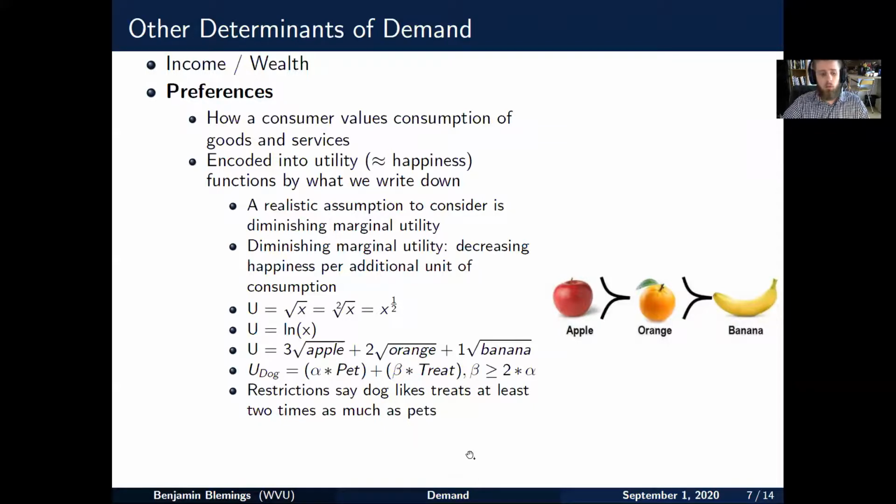Preferences are also in the demand curve. This is what we're doing more specifically in Unit 2, but to give you a high-level view, this is how a consumer values consumption of goods and services. It's encoded into a utility, or approximately a happiness function, by how we write utility as a function of consumption. A realistic assumption that would be desirable to appear in our utility functions is diminishing marginal utility. Diminishing marginal utility means that there's decreasing happiness per additional unit of consumption. Like you have your first slice of pizza, it gives you the most happiness.